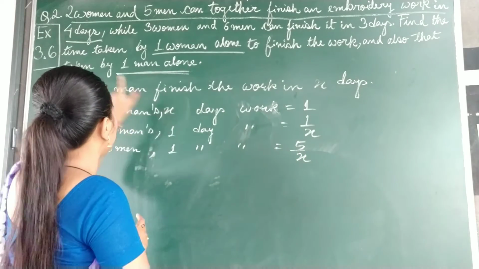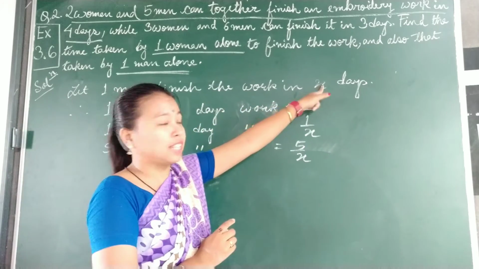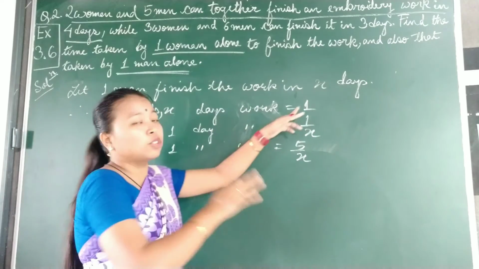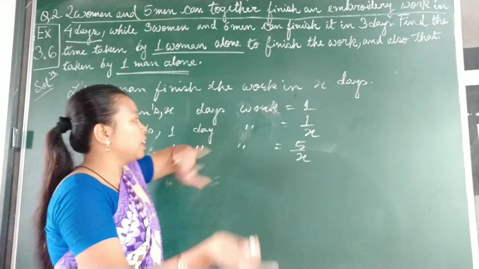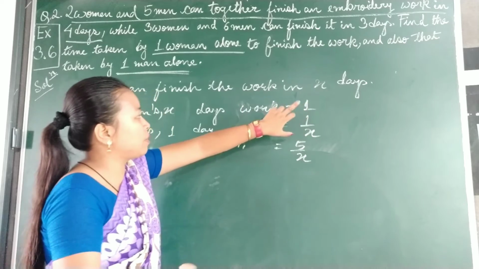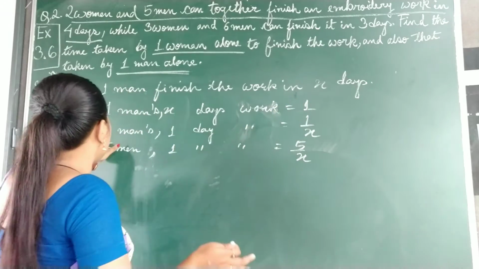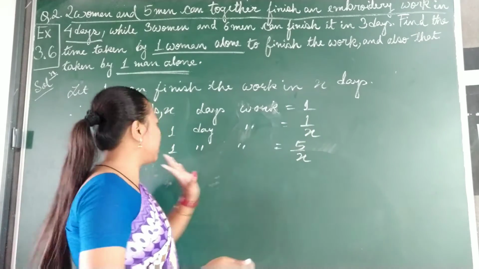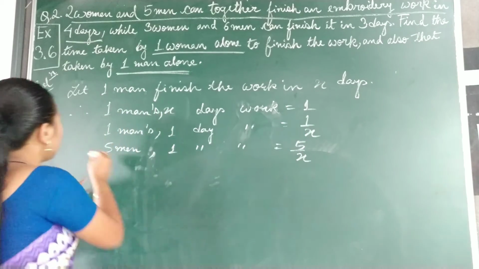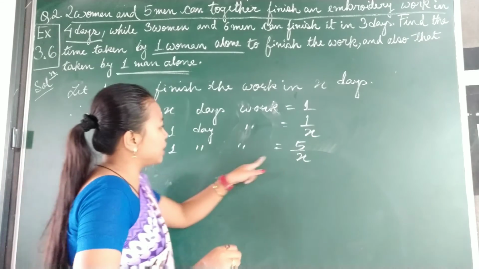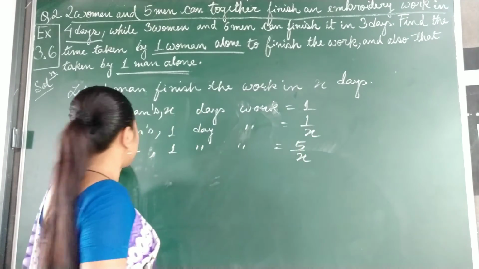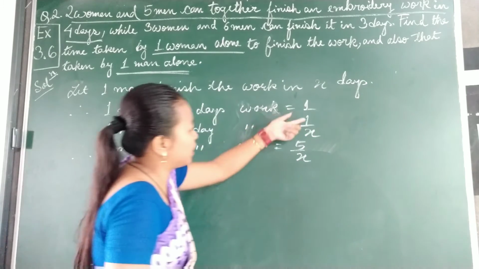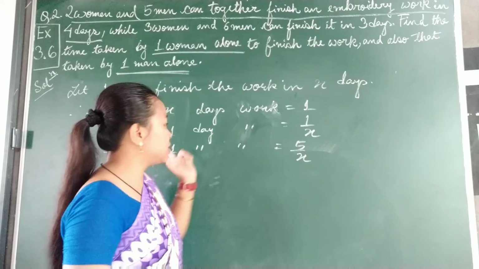First, what I have done: 1 man finished the work in X days. Therefore 1 man's X days work is equal to 1. The whole work is finished, so I have assumed the whole work as the fraction 1. Then 1 man's 1 day work is 1 by X. Therefore 5 men's 1 day work is equal to 5 by X. Here it is multiplied, 1 into 5, thereby 5 by X. This is the unitary method.